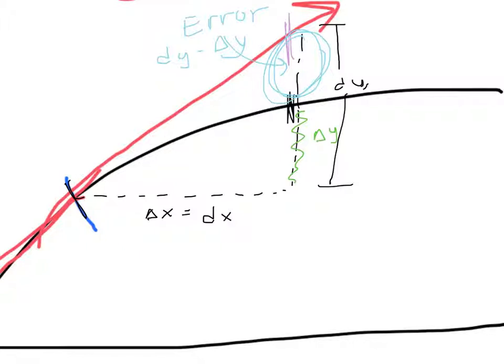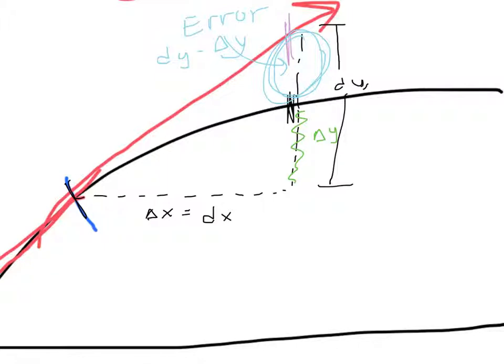Your error in this case is always going to be your differential of y minus the change in y. Again, the differential represents the change in your line. The delta y represents the change in your curve. Again, differential y, so dy, is the change of height in our line. Delta y is the change of height in our curve. Because our x value was the same, in this case our delta x represented our differential of x.